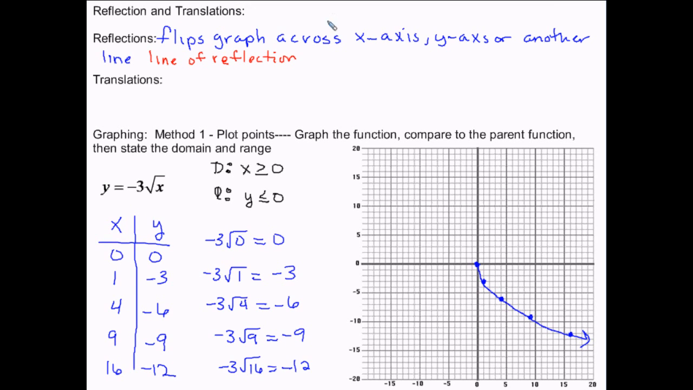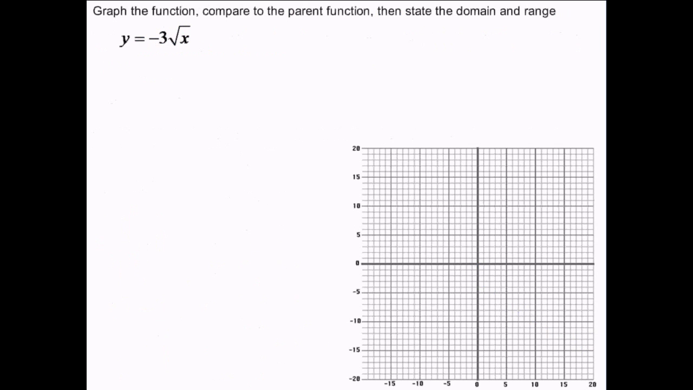I forgot to define translations. I'm sorry, I'll come back and do that. Okay, so that one I did the same way.